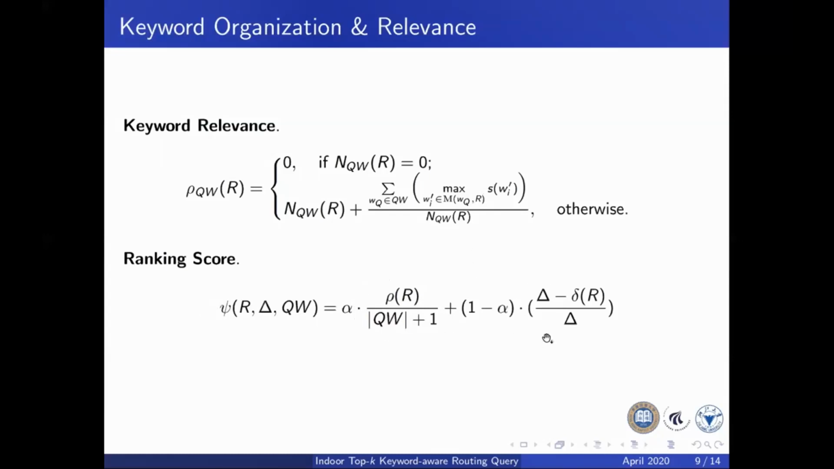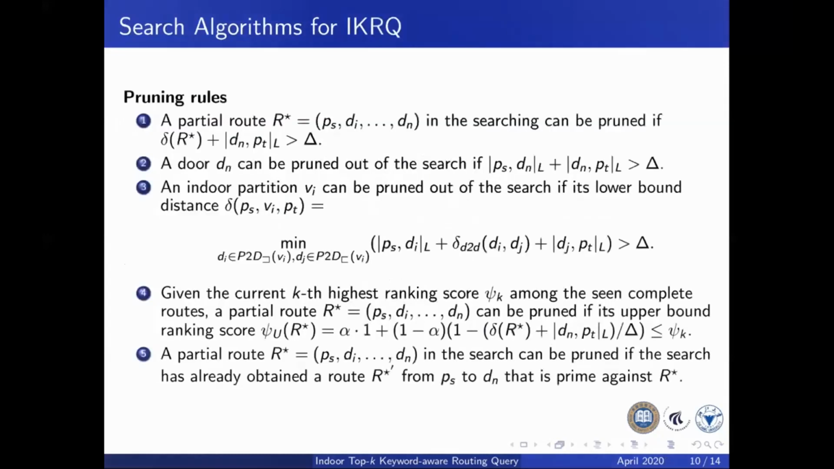Fourth, given the current K's largest ranking score per side among the same complete rows, if the upper bound ranking score of a partial row is less than or equal to per side, then we can prune it. Last, a partial row R star can be pruned if it is primed by an obtained row R star prime.